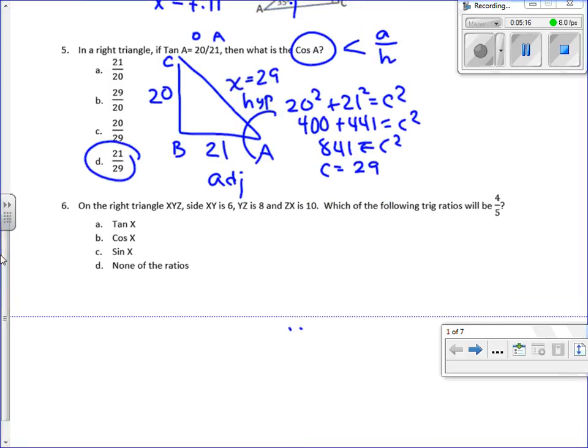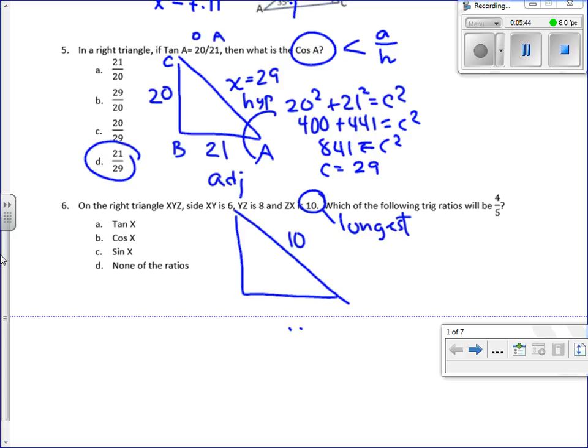Okay. On the right triangle XYZ, first thing I need is a picture. I can't think until I have a picture. And I know that I have to label this, and so I need to figure out which side is which. Well, the most important one is the hypotenuse. That's always the longest. And so the longest side has to be labeled with a measurement of 10. And then the other two are important.